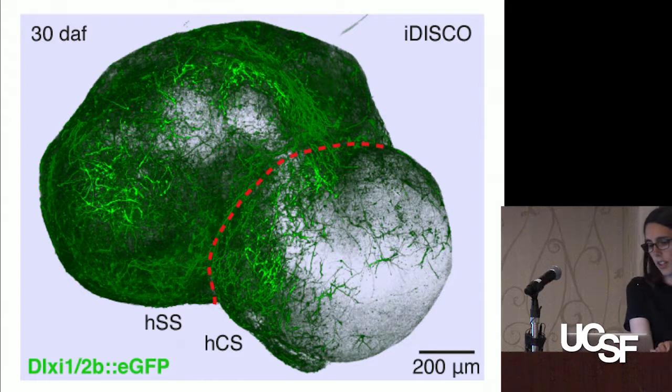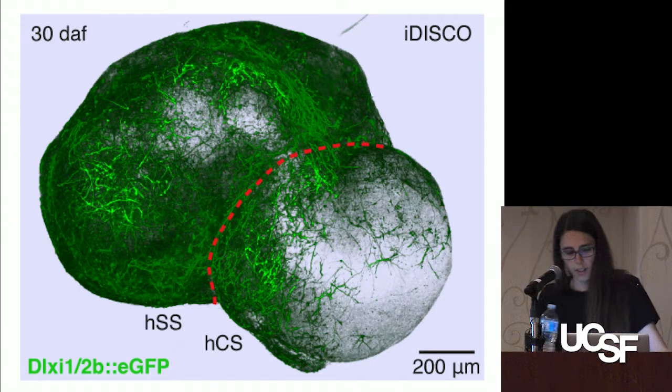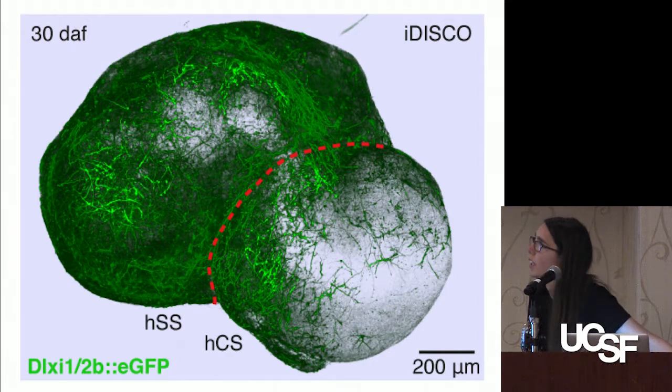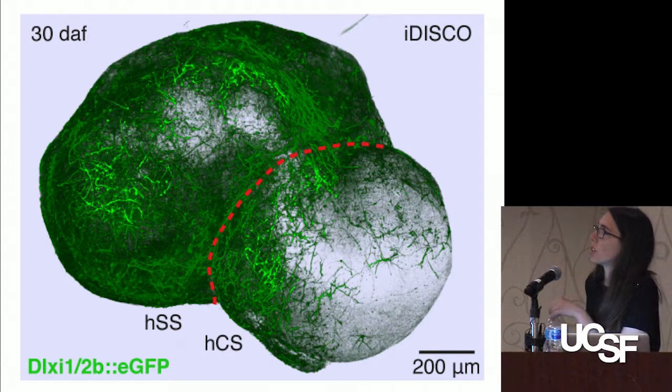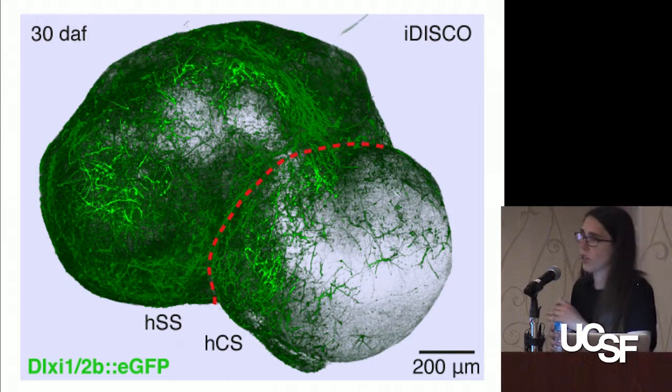So if we actually look at these assembled spheroids after about 4 weeks, you can see that a lot of interneurons have moved to the cortical side, and this is a 3D reconstruction after this iDisco, which clears tissue.